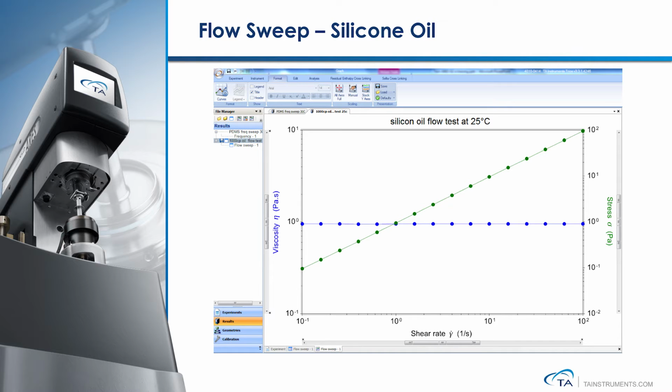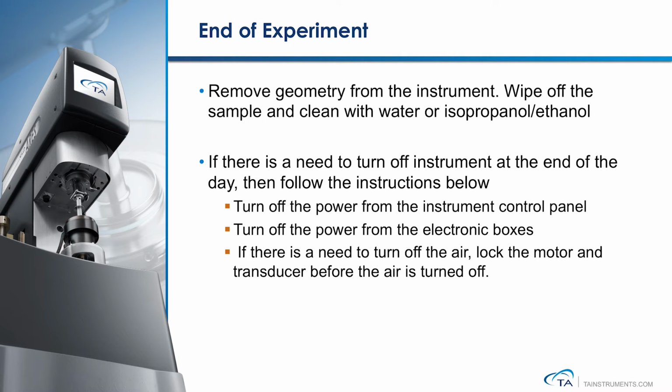Again, TRIOS will open the results view and display the real-time data collected. The test results for the 1000 centipoise oil are shown here, plotted as viscosity and stress versus shear rate in log-log scale. At the end of the test, raise the instrument head, remove geometry, wipe off the sample, and clean thoroughly with water or ethanol.